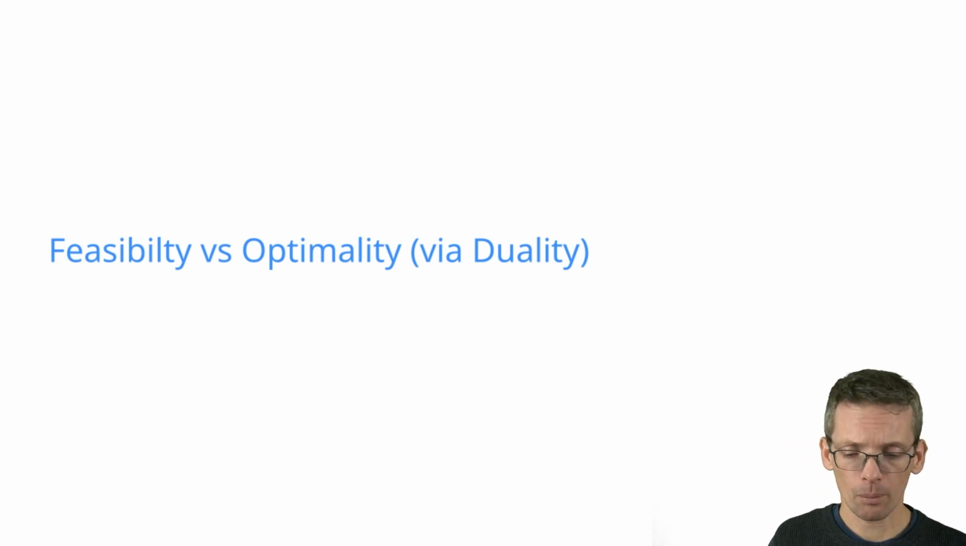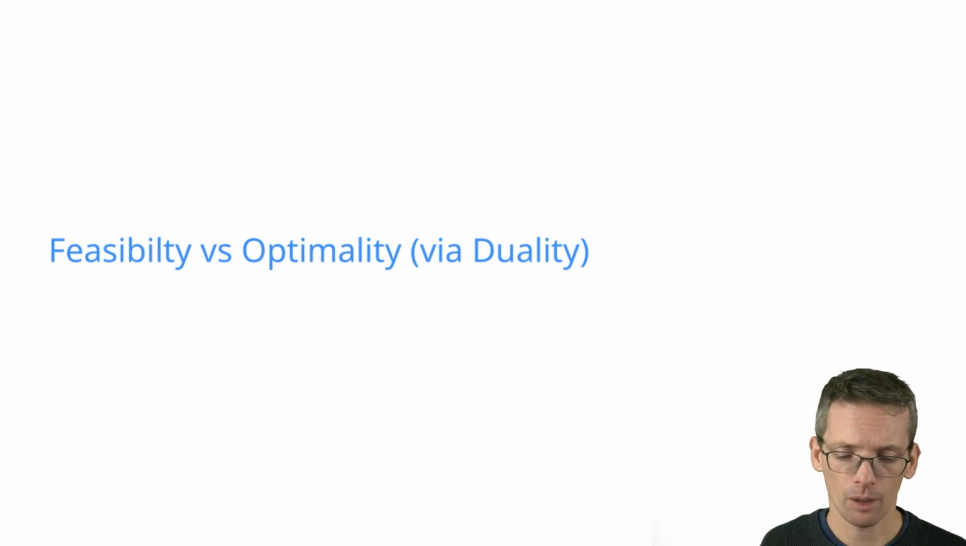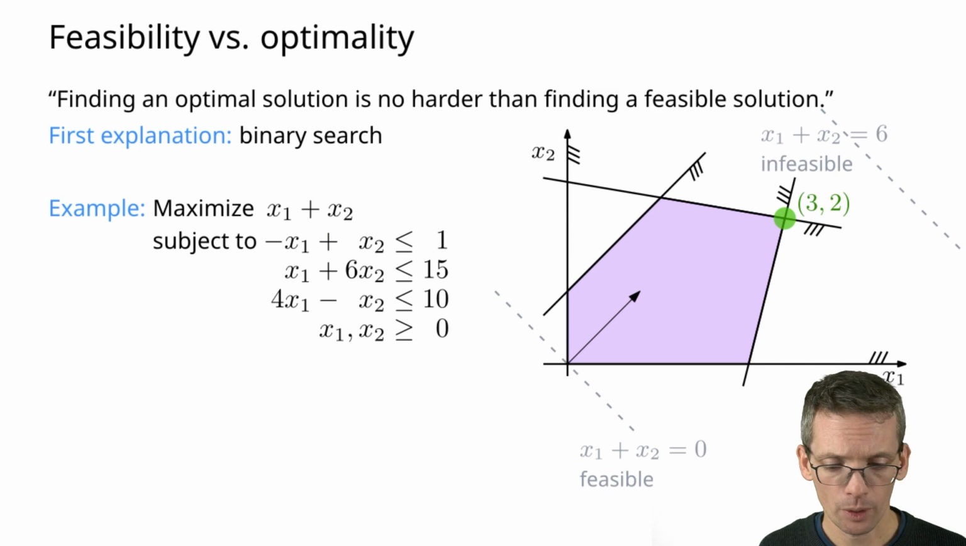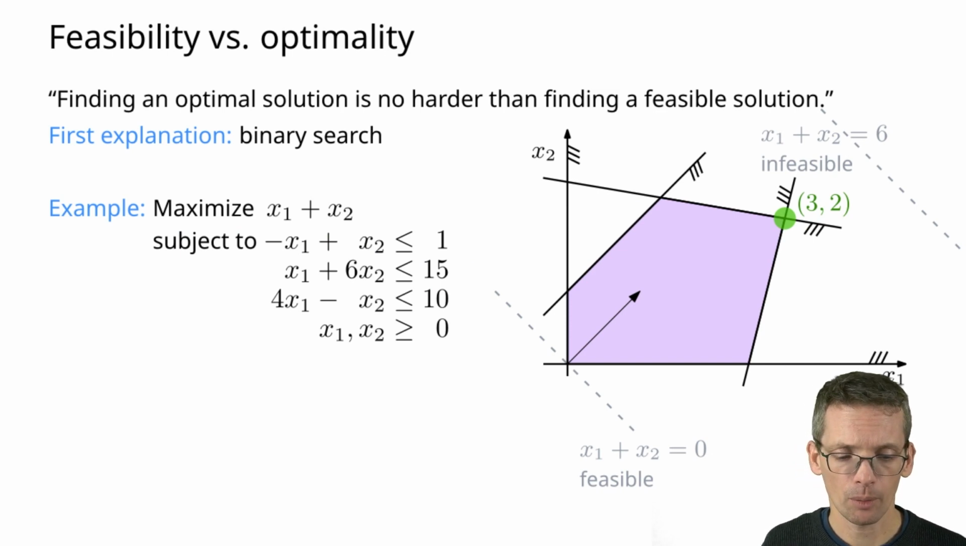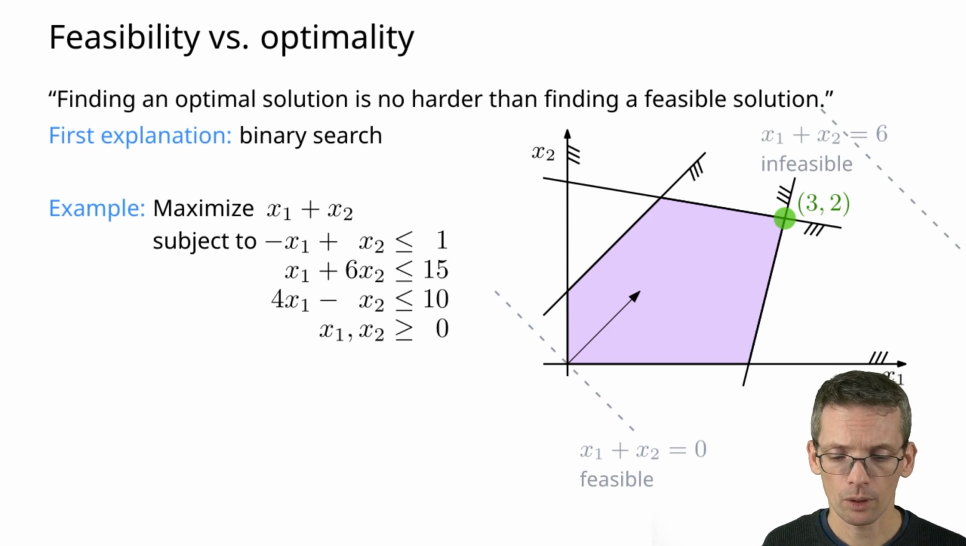So let me first come back to previous arguments that I gave, which are not completely satisfactory, but the duality will give us a very nice argument that feasibility and optimality essentially are the same problems, or at least of the same difficulty. So one argument for why feasibility and optimality are equally difficult is that if I'm able to determine feasibility, then I can use binary search to find an optimal solution.